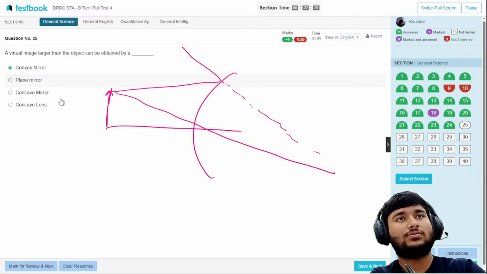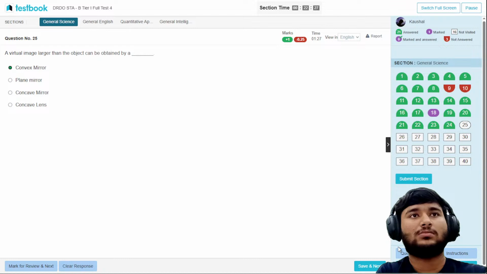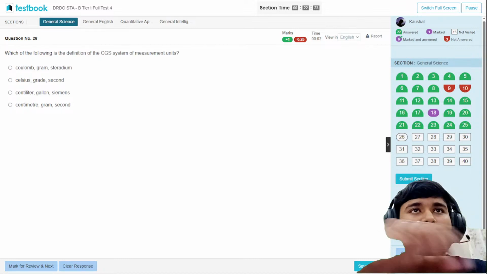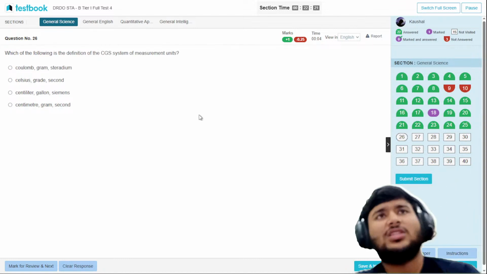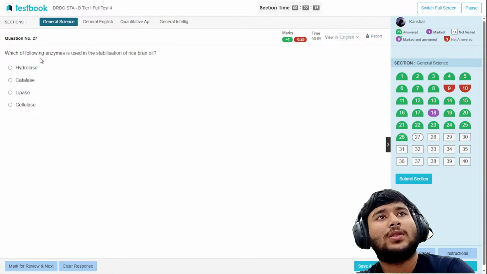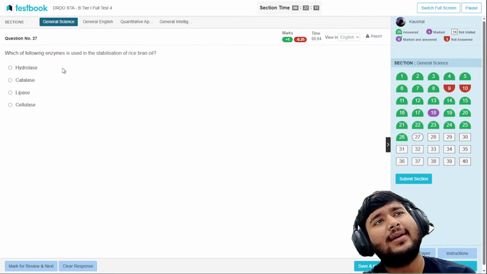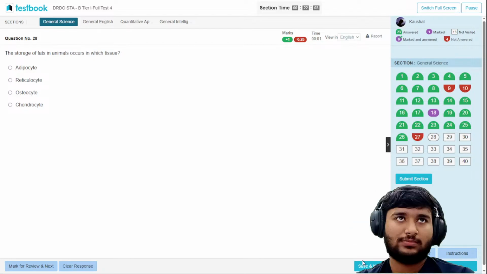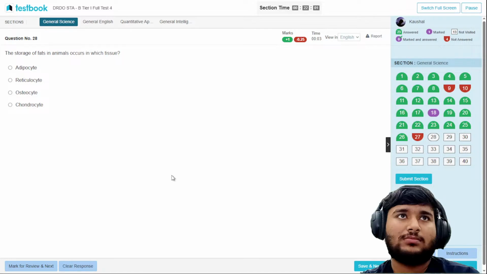Which of the following is the definition of CGS system? Centimeter, gram, and seconds. Which of the following enzyme is used to stabilize the rice bran oil? Hydrolase, cellulase, पता नहीं. Adipose.